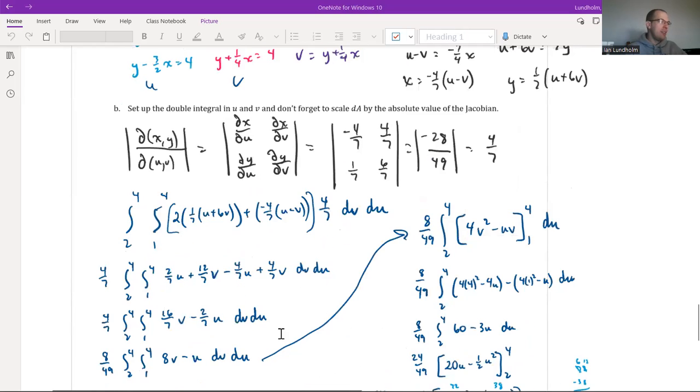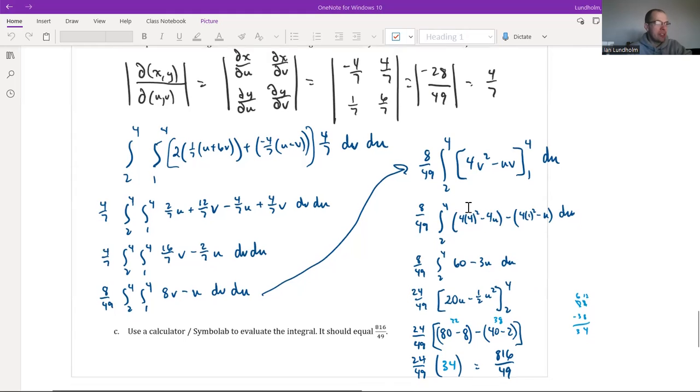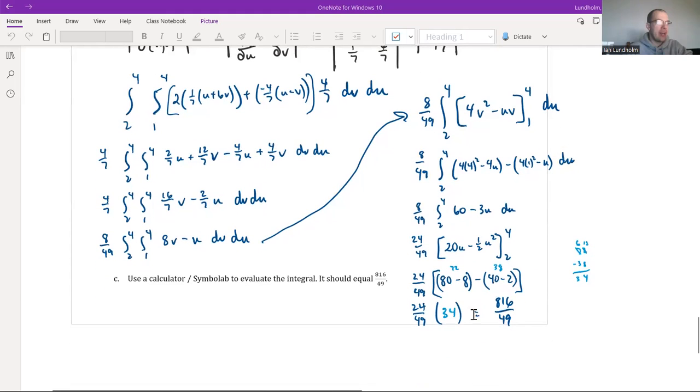And then, simplifying. The integrand doesn't look so bad once you simplify things a bit. You can even get it to look really nice by taking out this factor of 8 over 49. But then, you're just integrating all the way down. And the number that you would get in the end is 816 over 49.